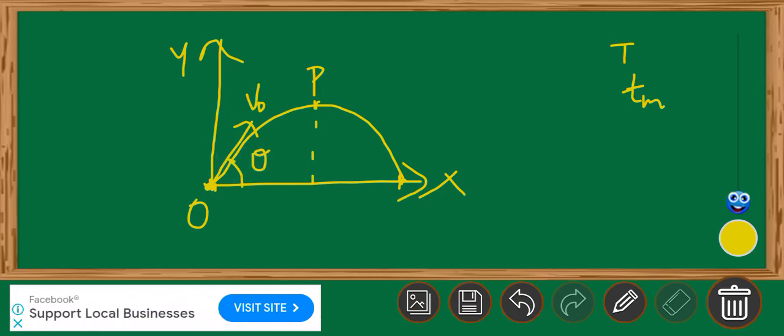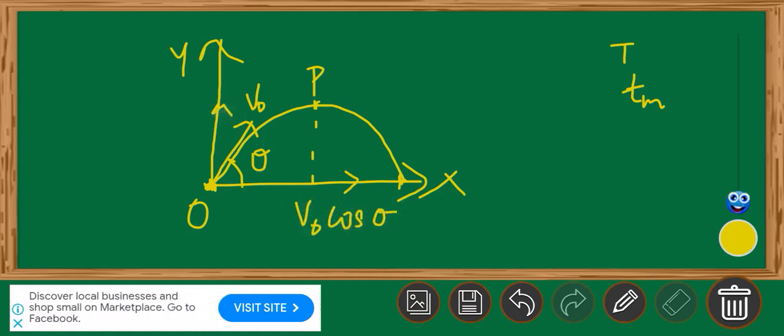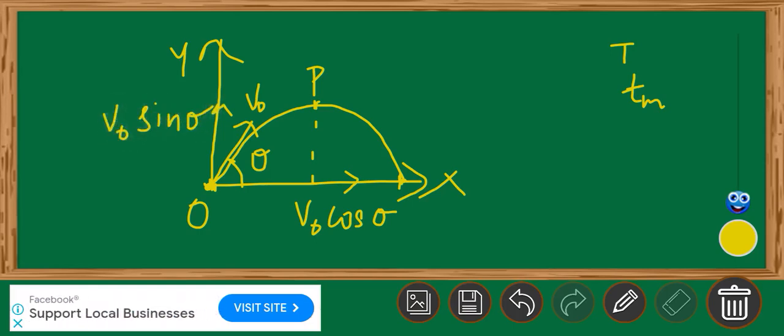We have already learned how to resolve vectors. The component near the theta, the x component, is equal to v0 cos theta, and the component far from the theta is equal to v0 sin theta. How to derive it, we discussed earlier.